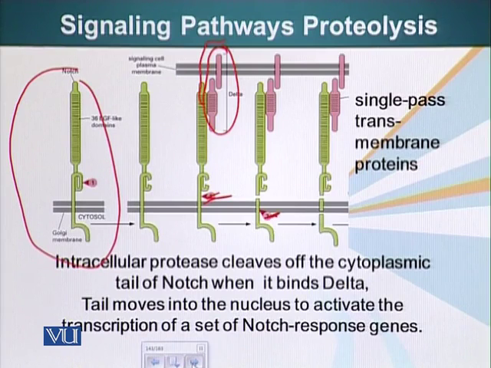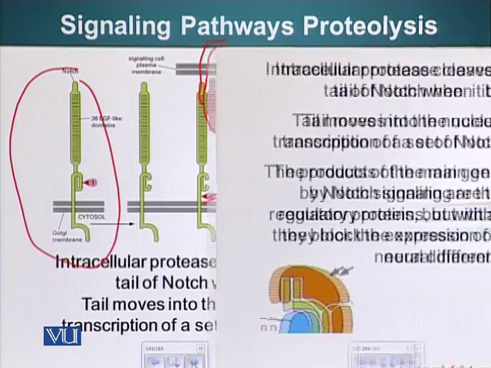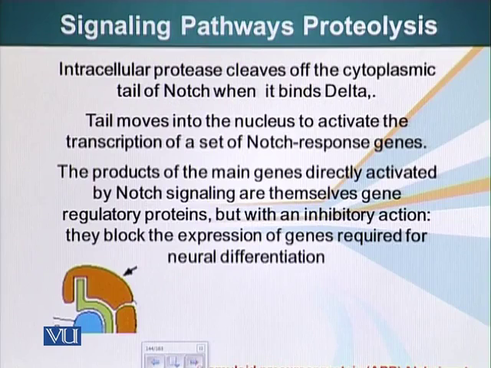The third cleavage is right here. When this happens, a piece of Notch dislocates, it moves from the cytoplasm and goes to the nucleus. And let's see what happens. When it goes to the nucleus, it binds other factors and recruits these transcription factors and causes expression of genes that block that cell from neuronal differentiation.